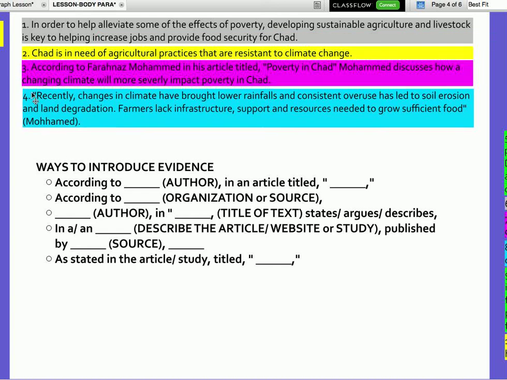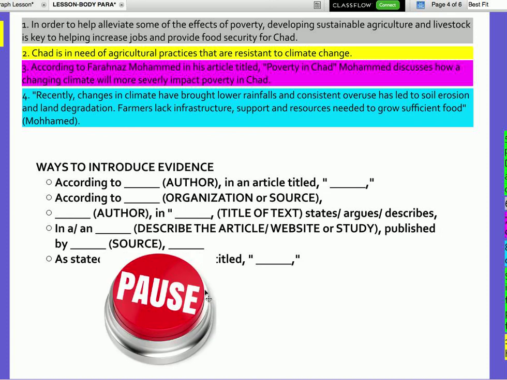So according to Farhanaz Mohammed, in his article titled Poverty in Chad, Mohammed discusses how a changing climate will more severely impact poverty in Chad. So I thought it was really important for you to understand as the reader that Mohammed talks about how climate change is really going to impact poverty, because that will also help me when I write my explanation for you to know that that is an impact of climate change. And I didn't think it was as important to specifically talk about what that was.